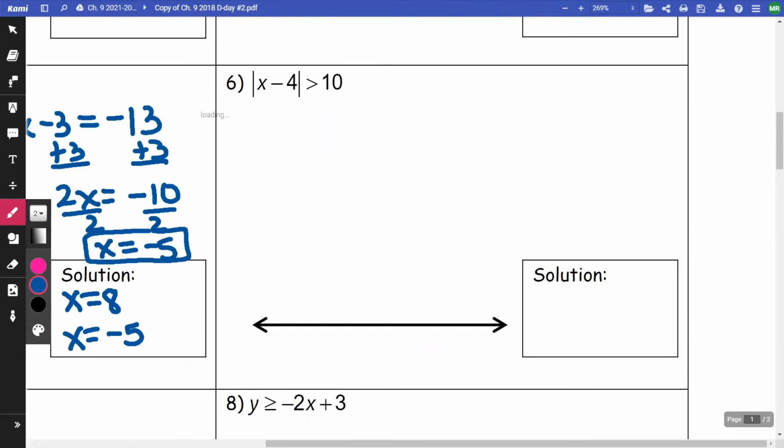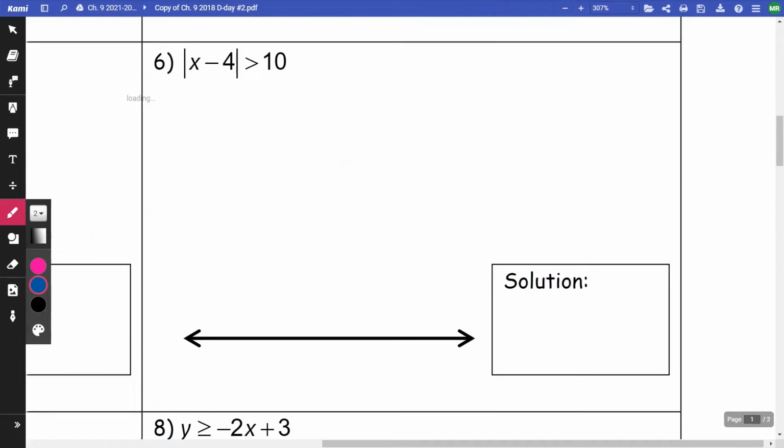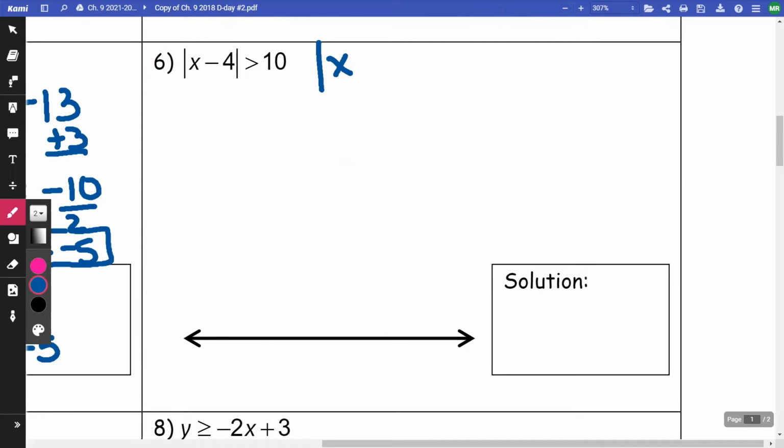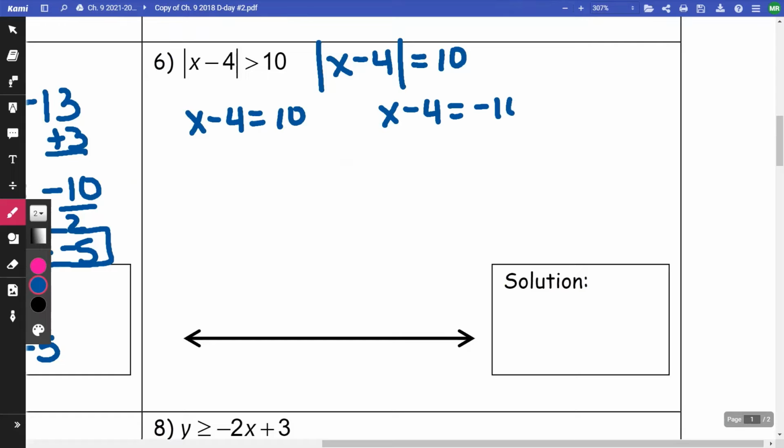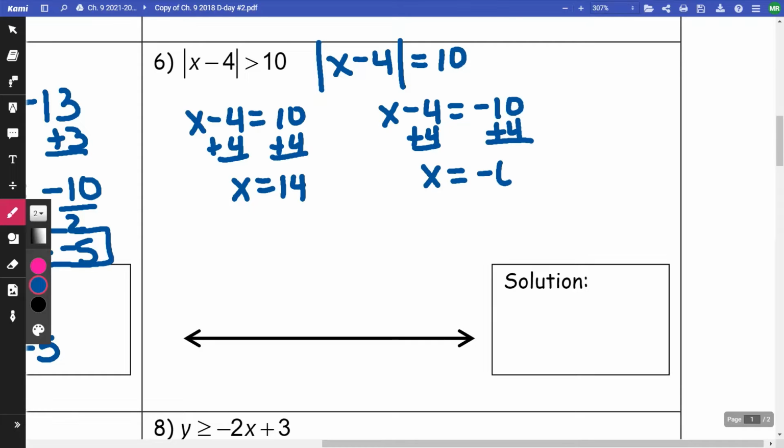Now, 6 is an absolute value inequality. So on this one, I'm going to think of it as an equation, okay? And I'm going to solve it to find my two boundary points. So I'm going to work out x minus 4 is equal to 10. And x minus 4 could have also been -10. I add 4 to both sides. I get x is equal to 14. I add 4 to both sides. And I get x is equal to -6. So I have -6 and I have 14.